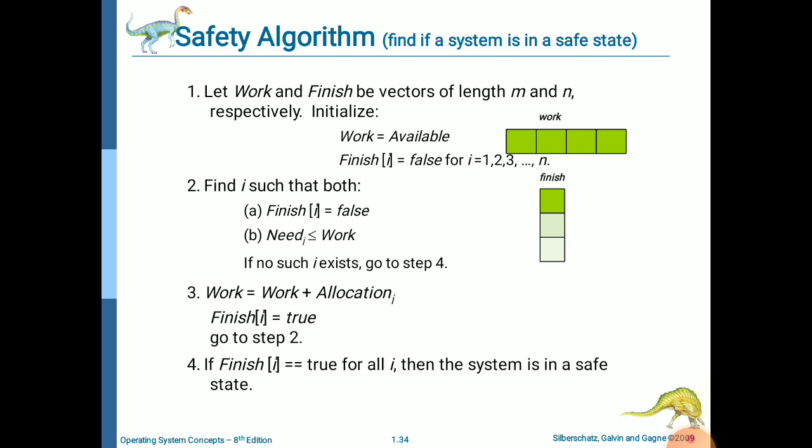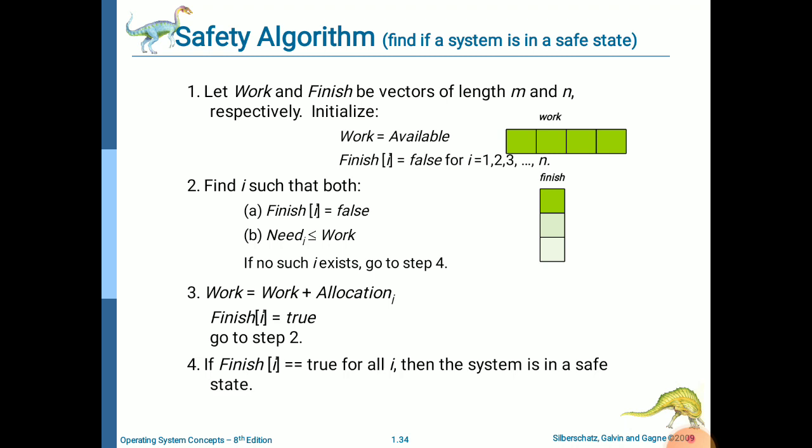In the third step, if such an i exists, meaning there are some unexecuted processes and their need is less than the available resources, then come to the third step. Work is equal to work plus allocation of i. Just add the allocated resources of the ith process to work, meaning you are reclaiming the values, and make finish of i true, meaning that it is executed. Then go to step 2.